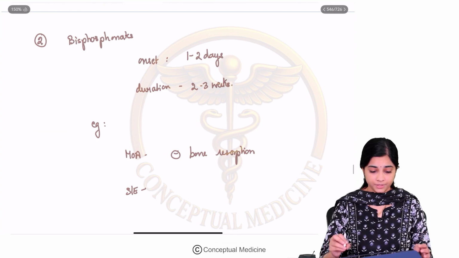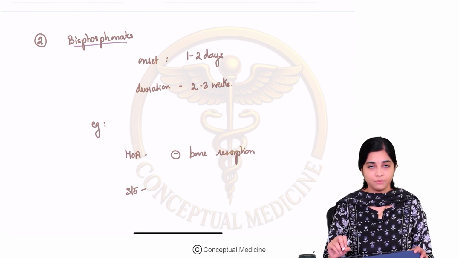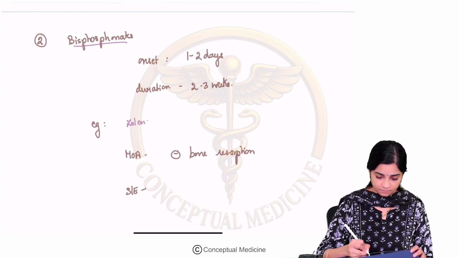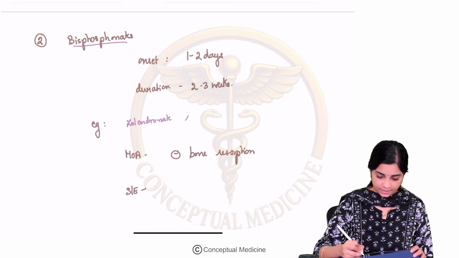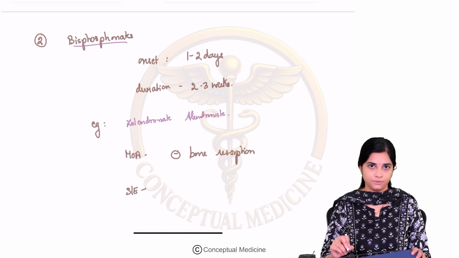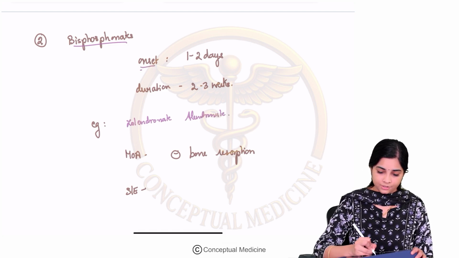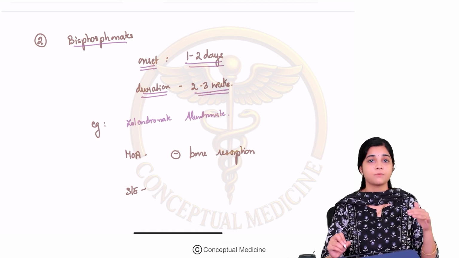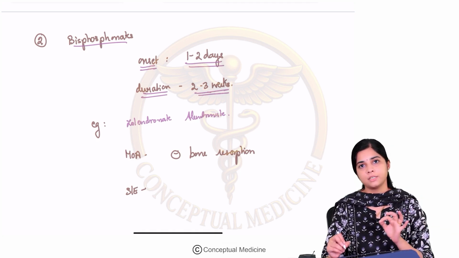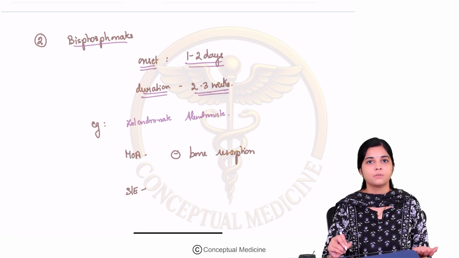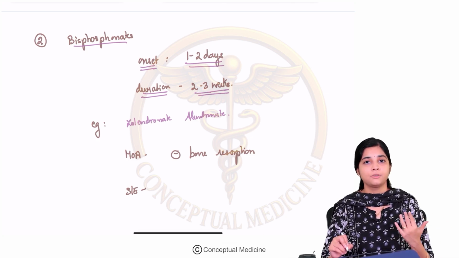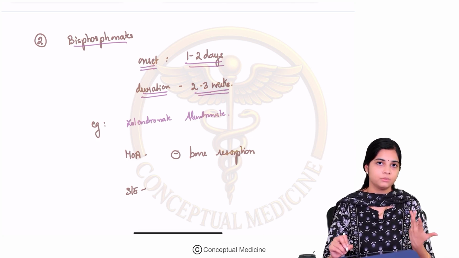Second group is your drugs which we use for hypercalcemia, which is your bisphosphonates. What are the examples of bisphosphonates? We have zoledronate, alendronate. This has an onset of about 1 to 2 days and a duration of about 2 to 3 weeks. It takes 1 to 2 days to start, but its duration is much longer. Bisphosphonates decrease the serum calcium level, and basically help in moving the calcium back into your bone stores.